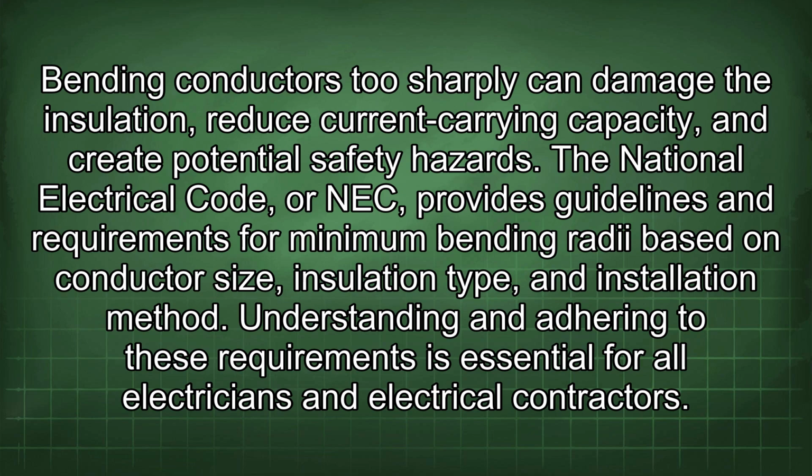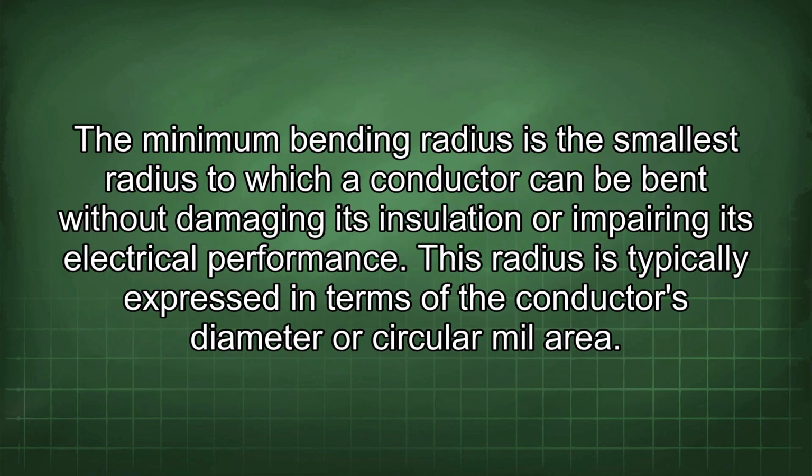The National Electrical Code, or NEC, provides guidelines and requirements for minimum bending radii based on conductor size, insulation type, and installation method. Understanding and adhering to these requirements is essential for all electricians and electrical contractors. The minimum bending radius is the smallest radius to which a conductor can be bent without damaging its insulation or impairing its electrical performance. This radius is typically expressed in terms of the conductor's diameter or circular mil area.